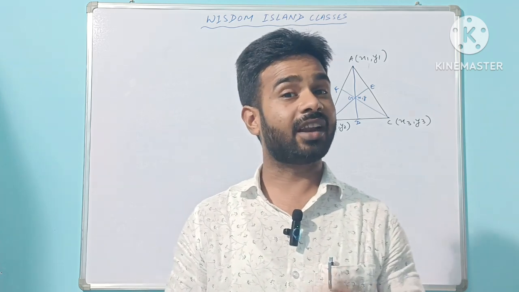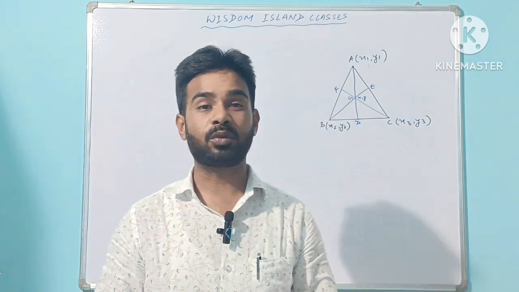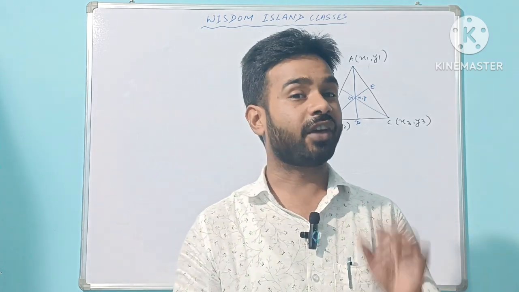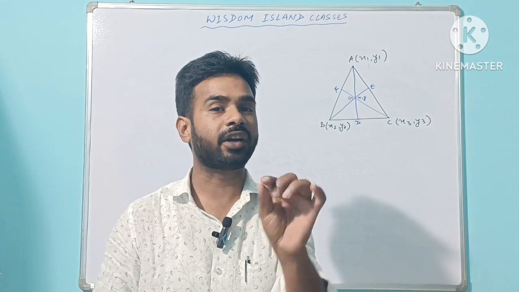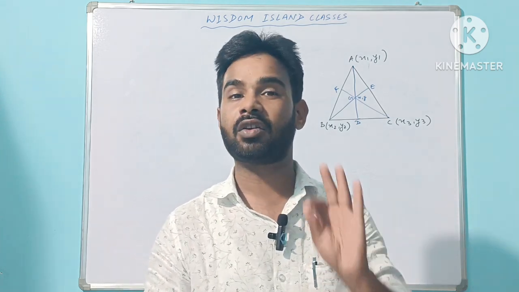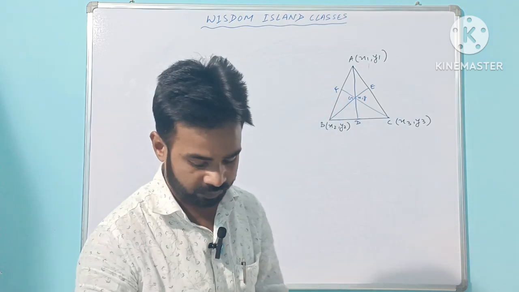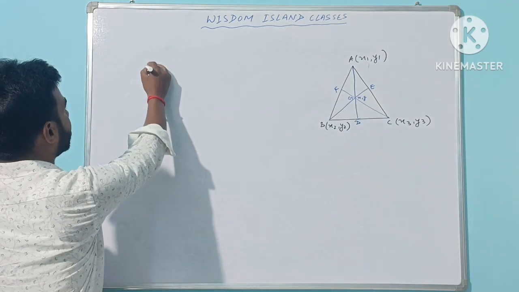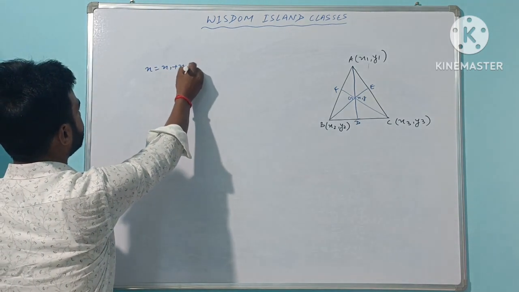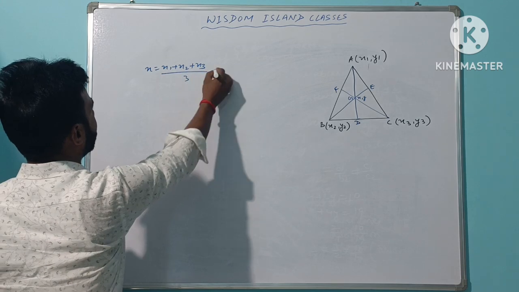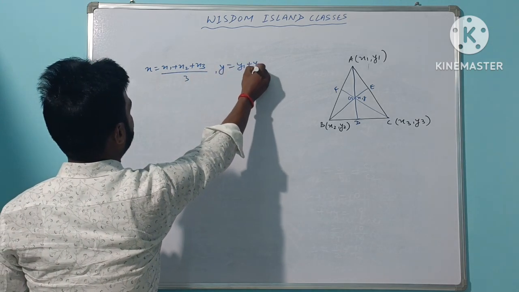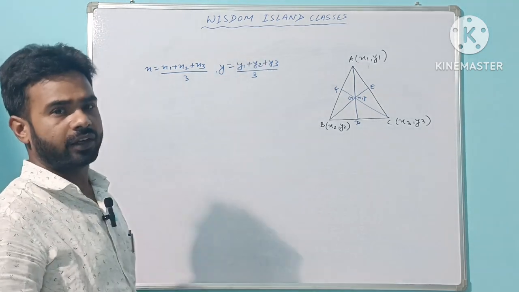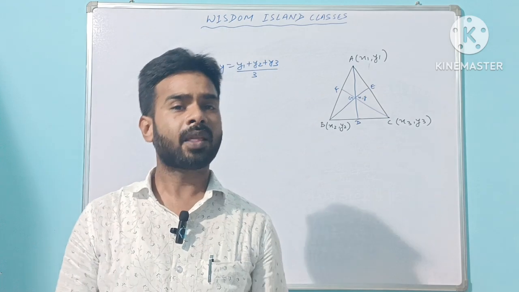Well, my dear students, in the last class of coordinate geometry, we have proved the section formula. Now, I am going to derive a very important formula for finding the coordinates of the centroid. Ultimately, we are going to find out the centroid formula. So, let us see what the centroid formula is. The centroid formula is x equal to x1 plus x2 plus x3 by 3 and y is equal to y1 plus y2 plus y3 by 3. That is what we have to derive, or we have to find out how one can find out the coordinates of the centroid.